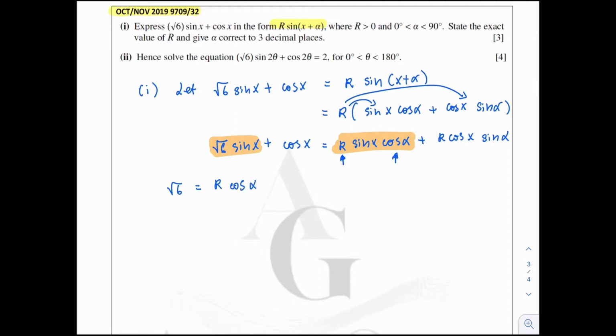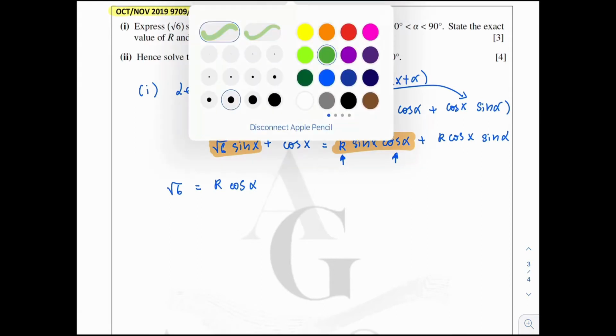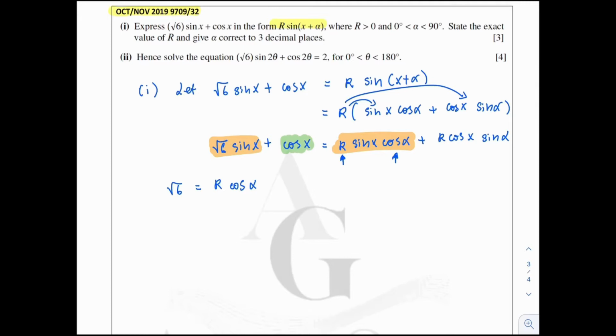Then from here you can form one equation. The next one, you will need to compare the coefficient for the cos x. So for the left hand side, the coefficient is just 1. And for the right hand side, the coefficient will be r sine alpha. From here, we'll be able to form two equations. Then you just need to solve simultaneously to get the value of r and alpha.